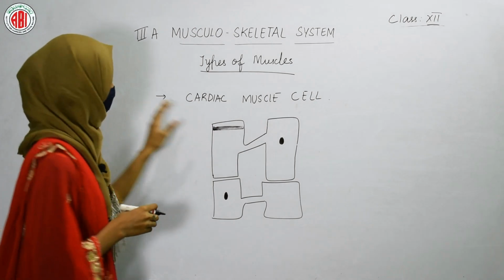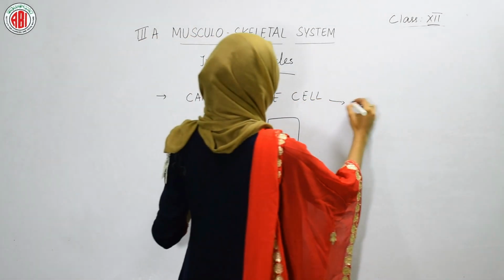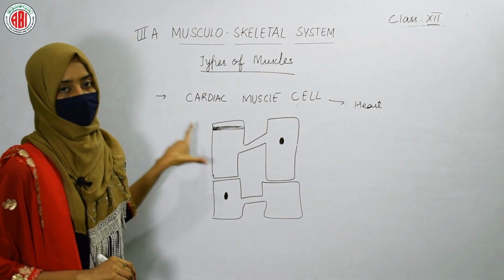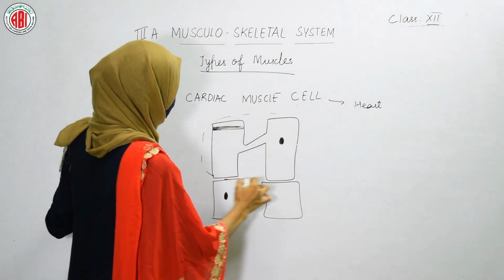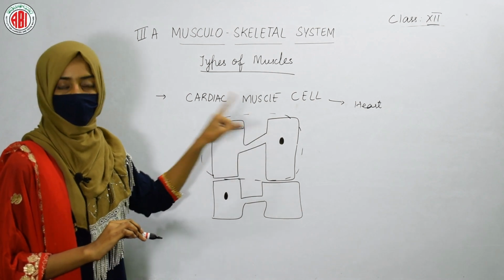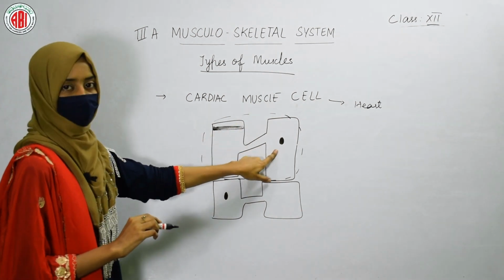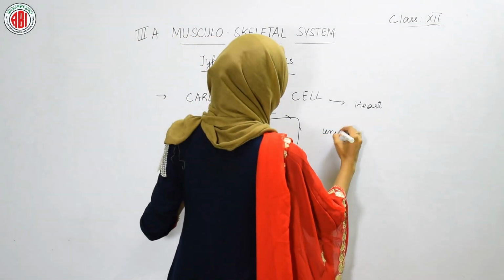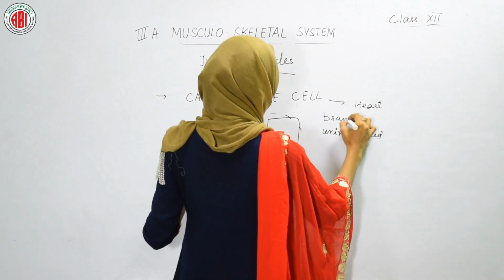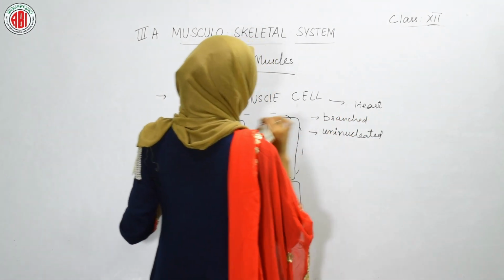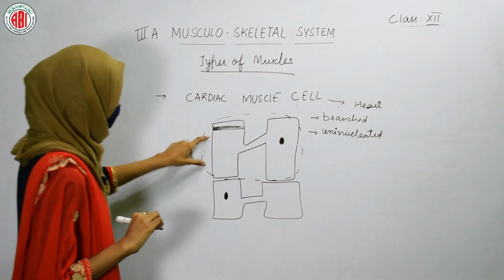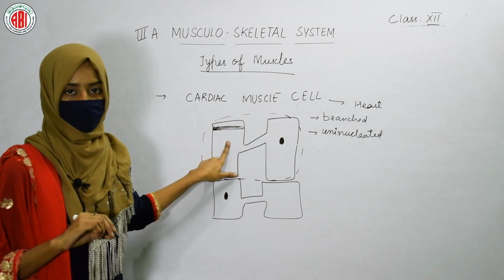So let us talk about the other type of muscle, that is the cardiac muscle cell. Cardiac muscle cells are found in our heart. Our heart is made up of these cardiac muscle cells. So this one is one cardiac muscle cell. In one cardiac muscle cell, you will find only one nucleus. So the cardiac muscle cells are uninucleate. Like the smooth muscle cells are uninucleate, they are also uninucleate, and they are branched. Smooth muscle cells are unbranched, but the cardiac muscle cells are branched. They show branches in their structure. So we call these cells branched cardiac muscle cells.